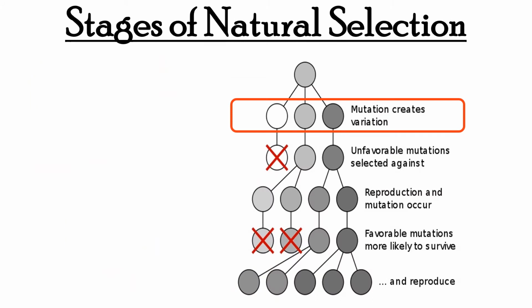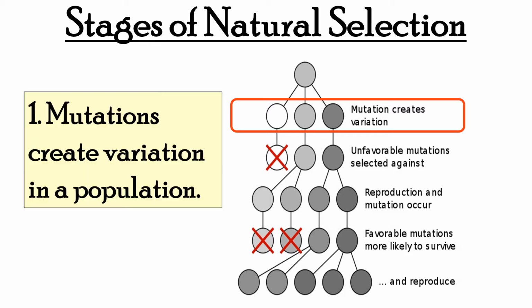So I think a good way to remember this is to break it down into stages. The first stage of natural selection is mutations. As I said, they happen randomly, or they could be caused by radiation or chemicals. These mutations create variation within the population, so you end up with members of that population looking a bit different from each other.